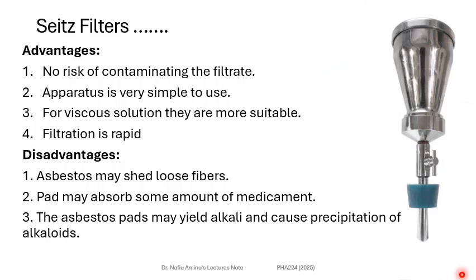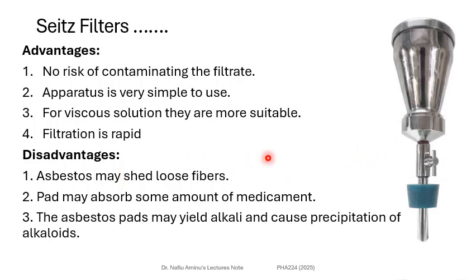This is how the filtration unit looks like. One very clear difference between this one and the sintered glass: the previous one is made of glass, but this one is made of stainless steel. You can see it is made of stainless steel, so it can withstand a lot of pressure because it is highly resistant. So the filtration also can be done rapidly.